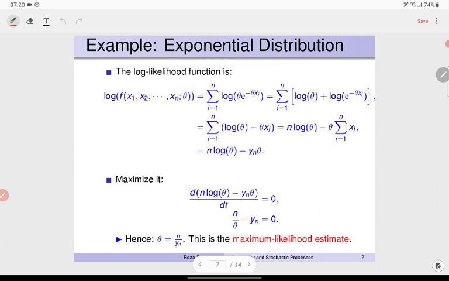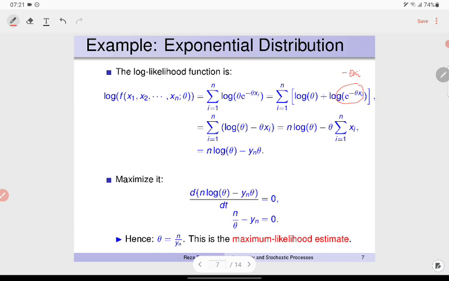Now what can we do about this? Well, we can try to find the log likelihood function, namely taking the logarithm of both sides. The logarithm of the joint PDF will be equal to the sum for i equal to 1 until n of the logarithm of theta e to the power of minus theta xi, which is therefore equal to the sum for i equal to 1 until n of the logarithm of theta plus the logarithm of e to the power of minus theta xi. This one is simply given by minus theta xi.